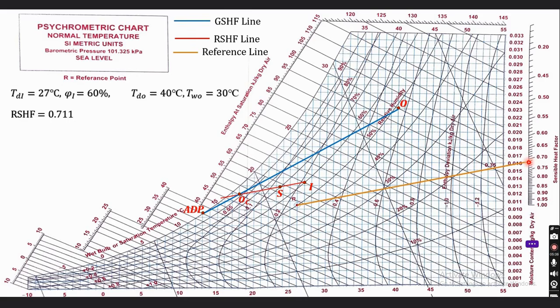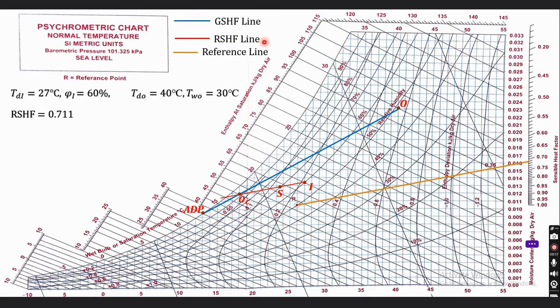Now I am drawing the line starting from this R point, that is the reference point, to the point which I have marked over here. So this line is called the reference line. So the yellow line that you see here is the reference line. Now parallel to this line, I am drawing a line starting from the I point, that is the inside condition. So parallel to this yellow line, I am drawing one red color line starting from the I point, which is nothing but the room sensible heat factor line.